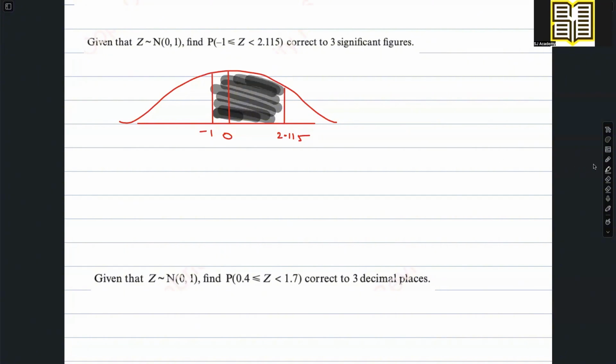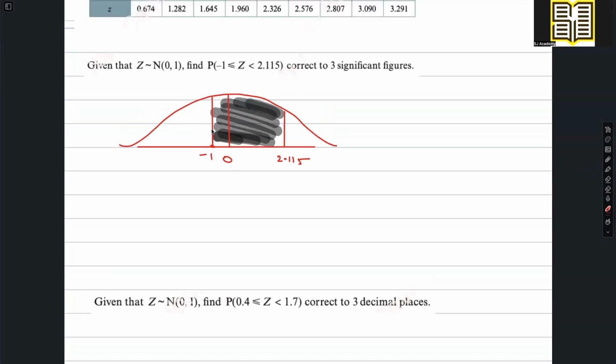Now to find this area, what we can do is we can find the area to the right of 2.115 and to the left of -1, and then subtract the total area from 1 to get the area between these two values. So let's first find the probability at z value -1.